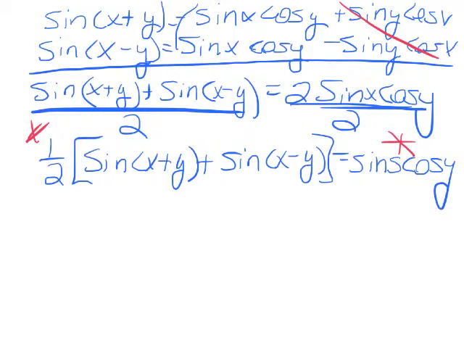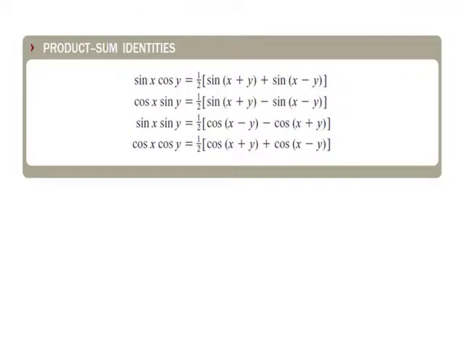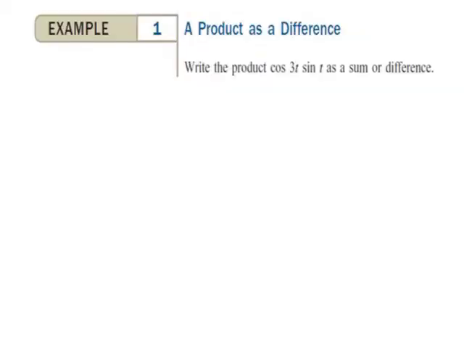So then to find the cosine, you're going to do the exact same thing, and then you'll get the cosine. Okay, so here are your product sum identities. The cosine was done the same way that we just did the sine. All right, so let's go over this example first.